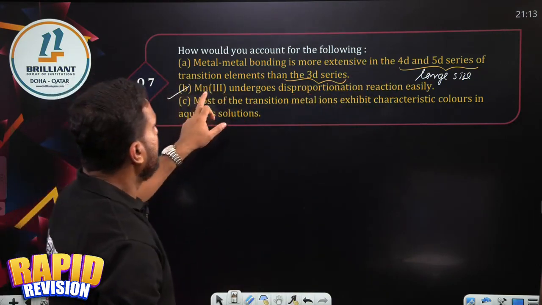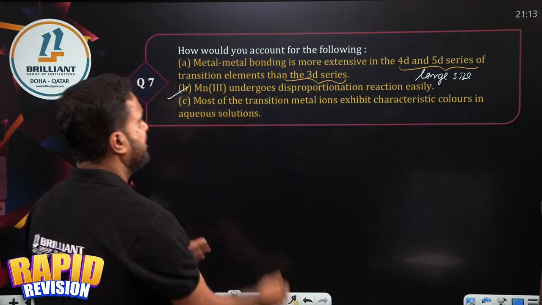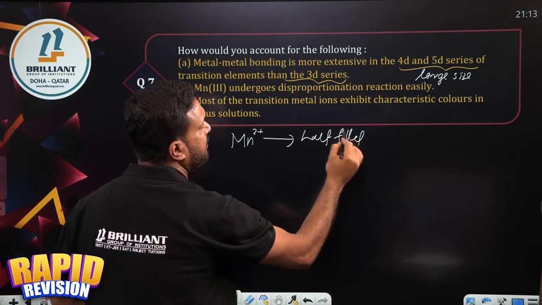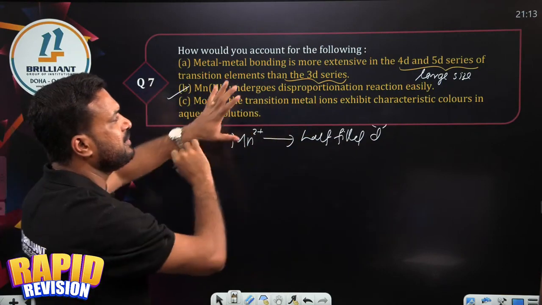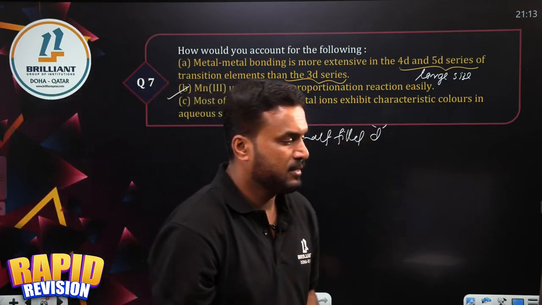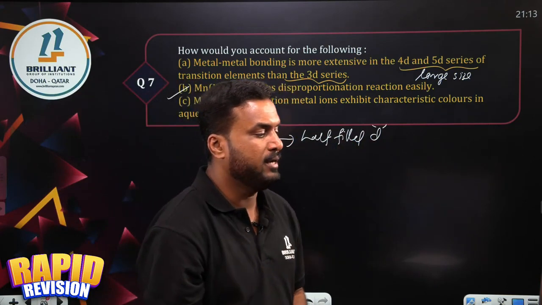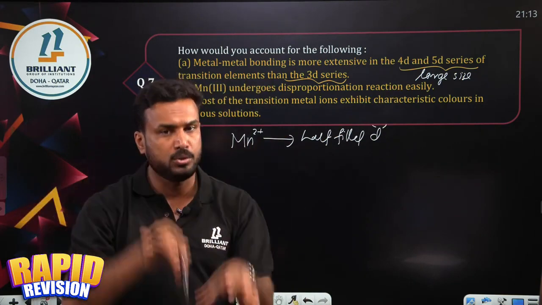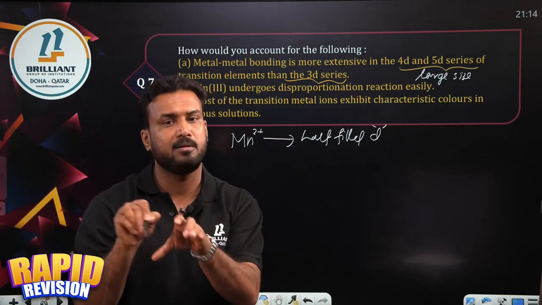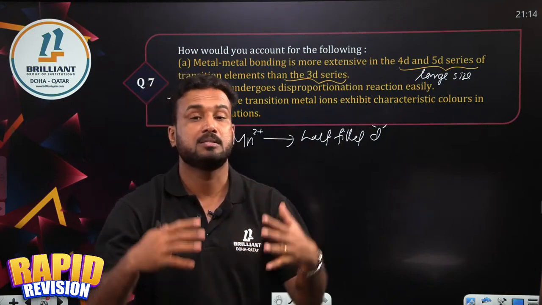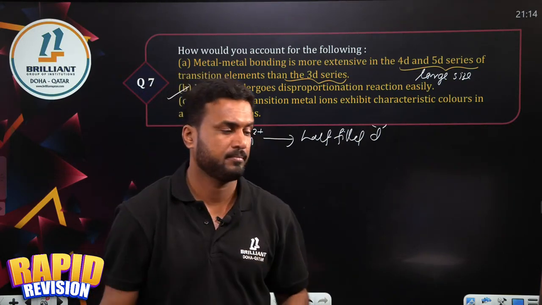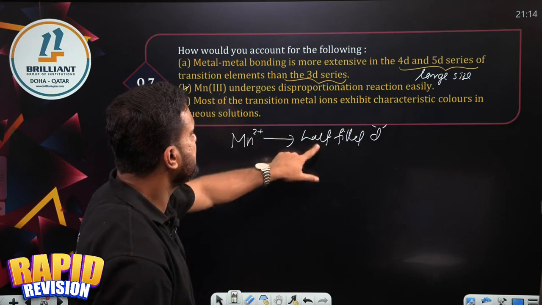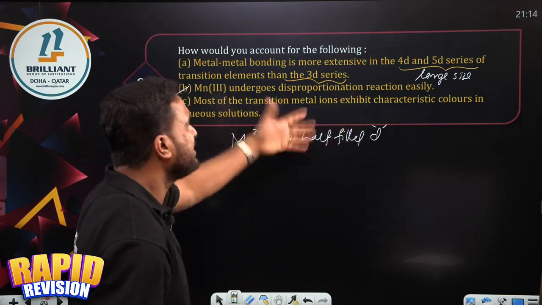I'll go to B. Mn3+ undergoes disproportionation. That is quite easy. Mn2+ is more stable due to what? Half-filled d. The logic is the same; the way they are asking, you understand and write. 4d and 5d have larger size, so valence electrons are loosely held and can form more extensive metal-metal bonds. Hope you got it. Mn3+ readily turns into Mn2+. That's the disproportionation, meaning they change the oxidation state. That's it.